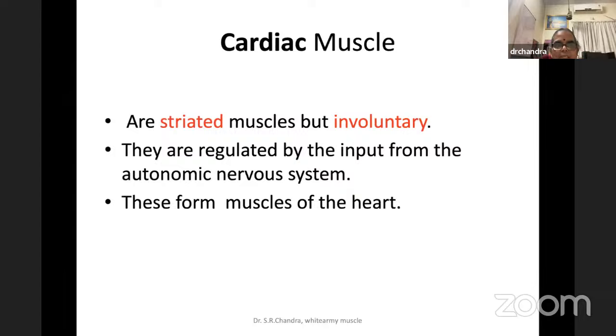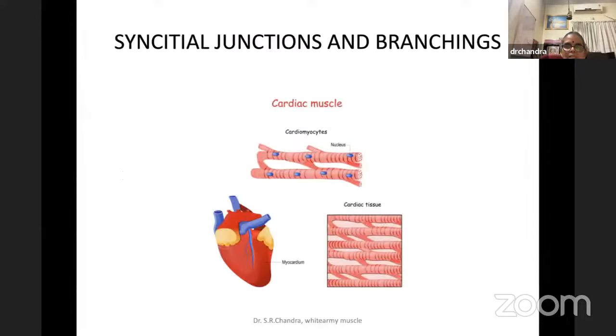Then the cardiac muscle, a striated muscle, but involuntary. So it is a mixed type. Cardiac muscle has striation like the skeletal muscle, but it is an involuntary muscle. Whereas the skeletal muscle is striated and voluntary, cardiac muscle is striated but involuntary, and it is regulated by input from the autonomic nervous system. So it's a combination of skeletal muscle and smooth muscle, and these form the muscles of the heart. So that is cardiac muscle.